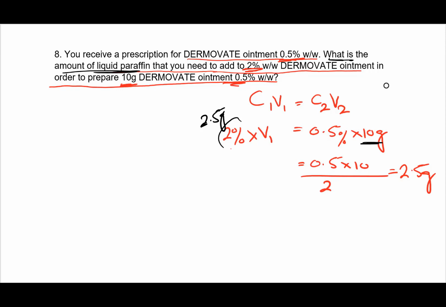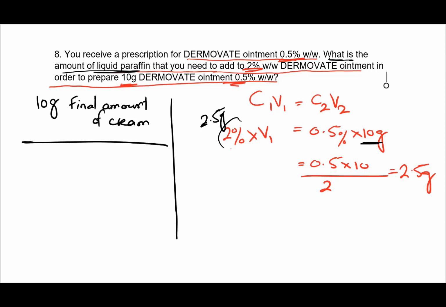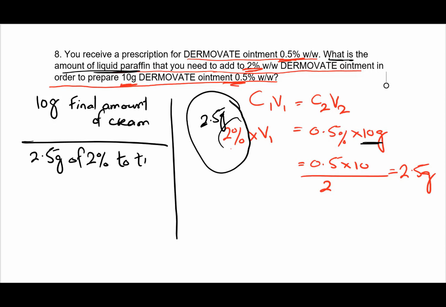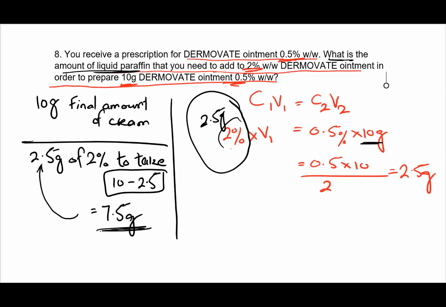It will become 0.5% of 10 grams of the full cream. So if you see, the final amount of the cream is 10 grams, right? So that's the final amount of the cream. But I'm going to take 2.5 grams of 2% cream to start with. And because I have to make it up to 10 grams, simply 10 minus 2.5, 7.5 grams. So that means I will take 7.5 grams of liquid paraffin, and I will mix it with 2.5 grams of 2% cream, and the final product will be 10 grams, and its concentration will be 0.5%.